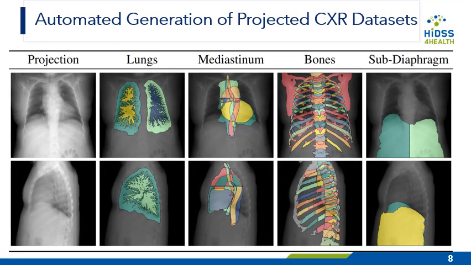On this slide we can see a sample of the PAXRAY dataset, containing segmentations for lungs, vessels, several mediastinal structures, bones containing ribs and vertebra, as well as the overlying bone structure, and the subdiaphragm.